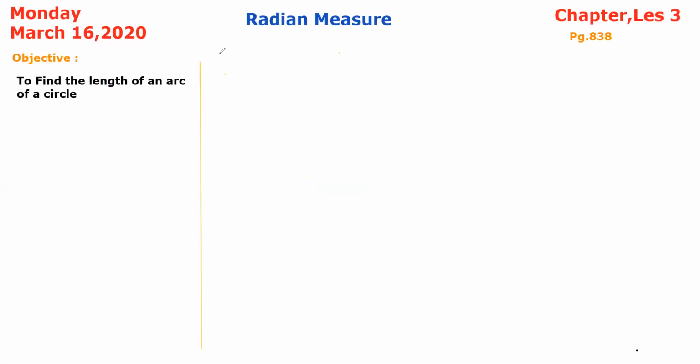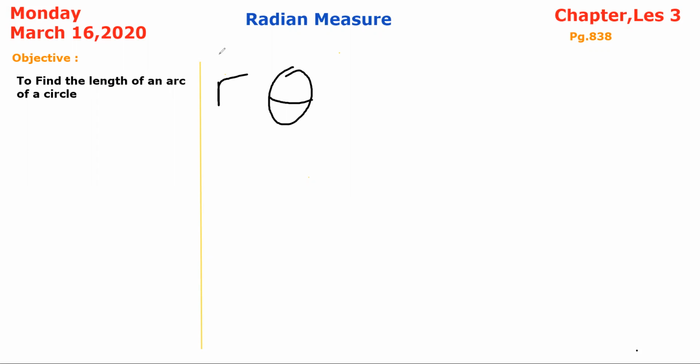Good morning. Today I will continue our lesson talking about radian measure, and I will discuss today how I can find the length of an arc of a circle. To find the length of an arc, I need the radius of the circle, and I also need the measure of the central angle in radians.